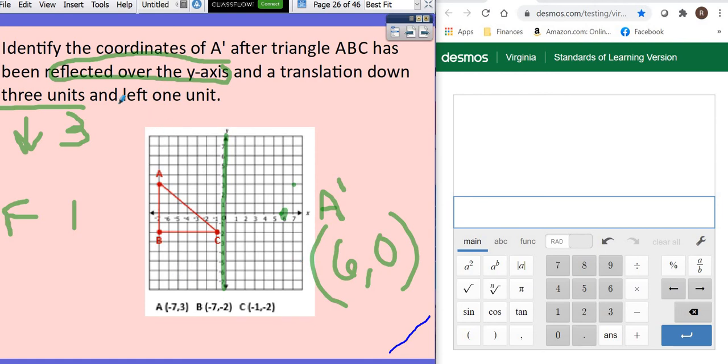Even if they give you 3 things to do, just take your time, do one at a time, concentrate on which axis and which way is right and left, and you got it.